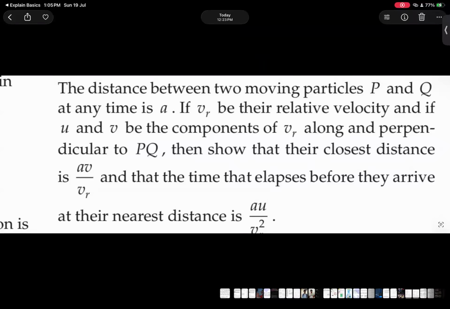This question I have given in the class, no? Can anyone confirm? Distance between two moving particles P and Q is A at t equals 0, and VR be their relative velocity. If U and V be the components of VR along and perpendicular to PQ, then the time when they are going to be nearest to each other we have to find, and what is the nearest time we have to find.